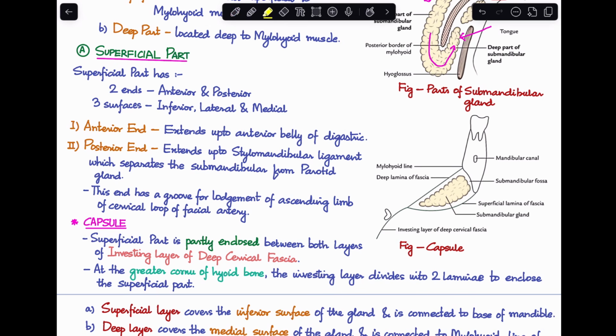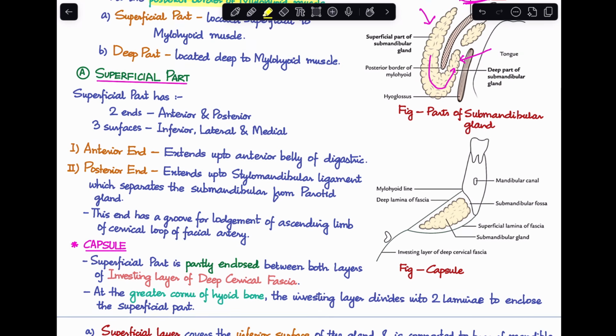Now, the superficial part has two ends and three surfaces. There's an anterior and a posterior end, and there's an inferior, lateral, and a medial surface. Starting off with the anterior end, it extends up to the anterior belly of digastric. The posterior end extends posteriorly up to the stylomandibular ligament, and this ligament separates it from the parotid gland. That is an important part to remember here.